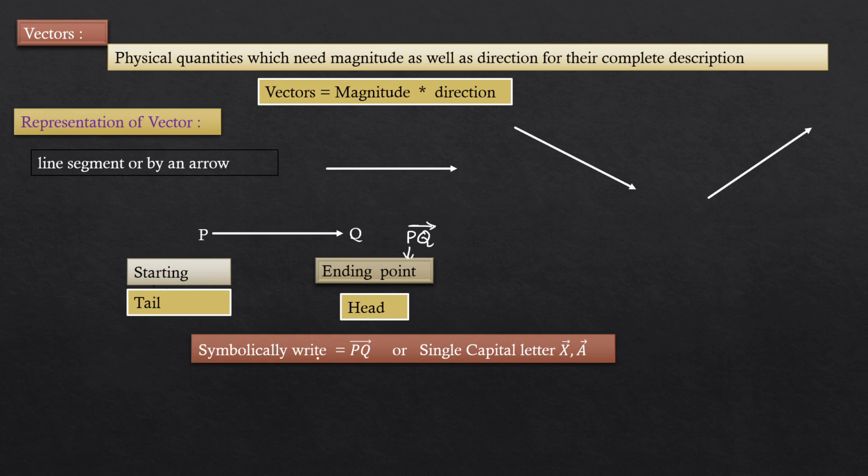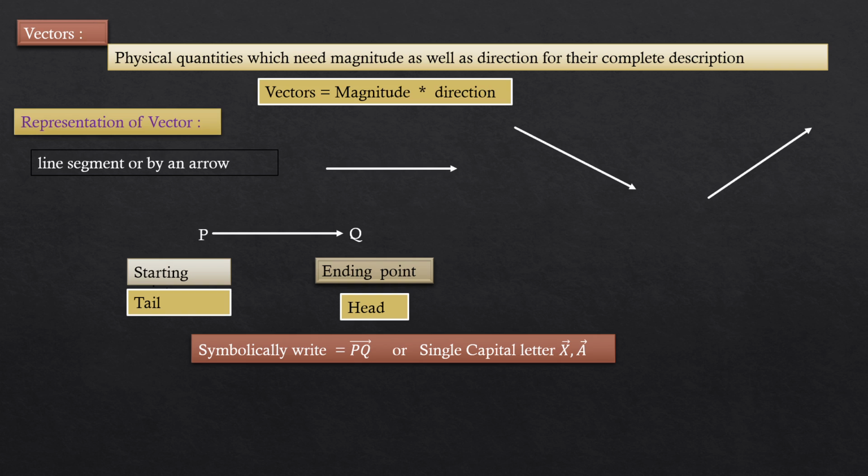Now next, for symbols, how to write a vector? A vector can be written like this, PQ bar, starting point into ending point. Suppose this is a CD vector, so this vector will be CD bar. If this vector is FG, it will be FG bar. If this vector is AB, it will be AB bar. By using a single letter also you can represent a vector. For example, this is P bar, this is Q bar, this is R bar. Single letters are also used to represent a vector.